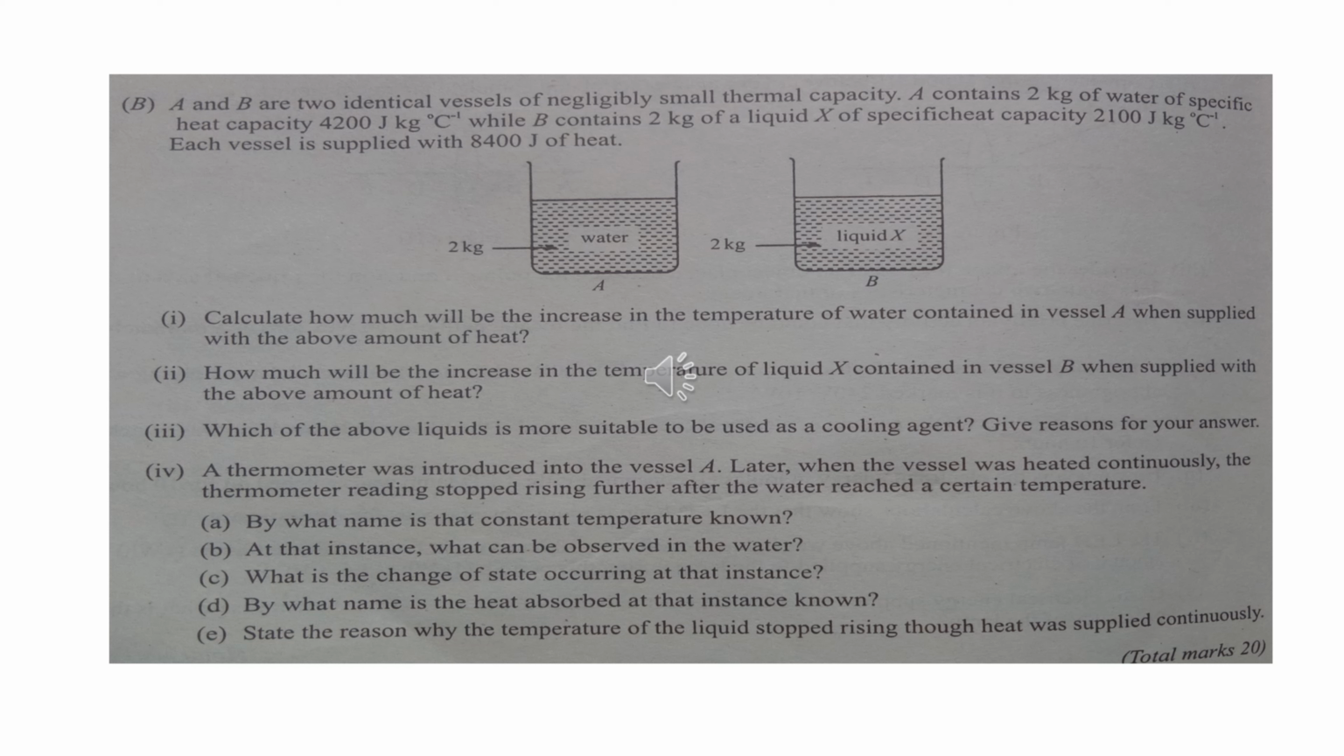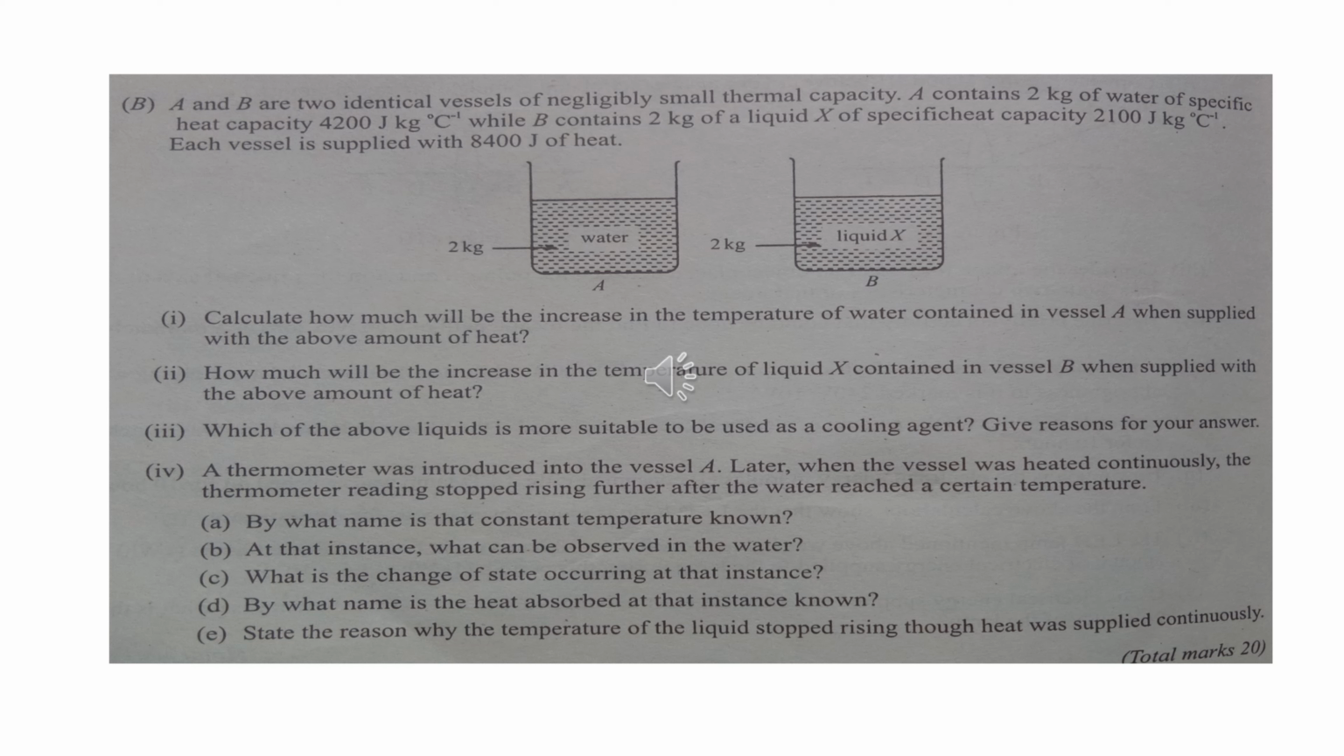Part B, at that instance, what can be observed in the water? When the water reaches 100 degrees Celsius, the water starts to bubble. The answer is bubbling. Part C, what is the change of state occurring at that instance? When the water reaches the boiling point, the liquid water turns into vapor, or the liquid becomes a gaseous state.